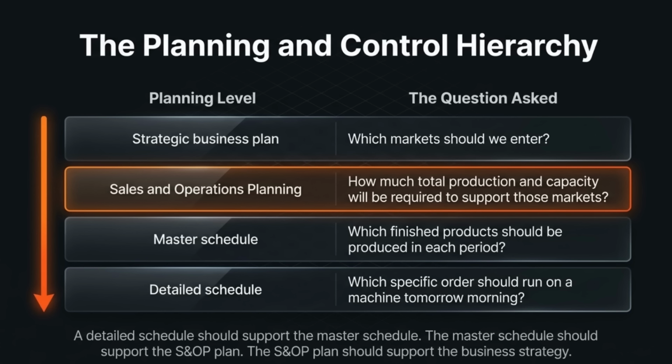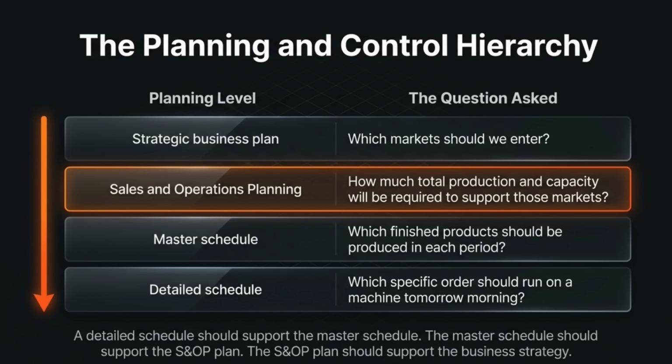S&OP translates strategic objectives into an aggregate plan for demand, supply, inventory, capacity, financial performance, and customer service decisions. Below S&OP are more detailed planning activities. These may include the master production schedule, material requirements planning, capacity planning, procurement planning, distribution planning, and detailed production schedules. Each level answers different questions.